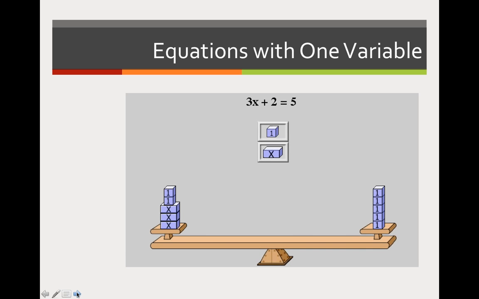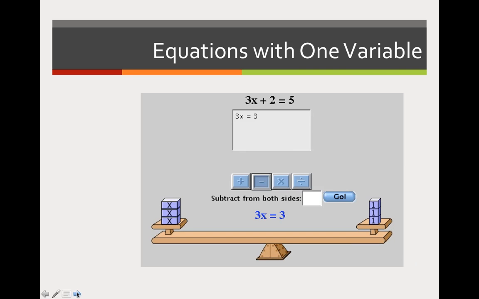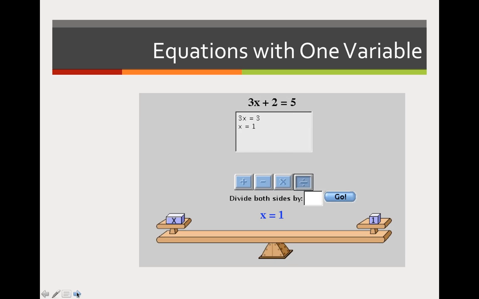And here's the scale that we were referencing earlier to keep it balanced. So here we have 3x plus 2 equals 5. What we'll do is take 2 off of both sides. And then at that point, we will have 3x equals 3. And what that means is every x is equal to 1 point. So for every x, we take away 1 until we're left with 1x and 1, 1.